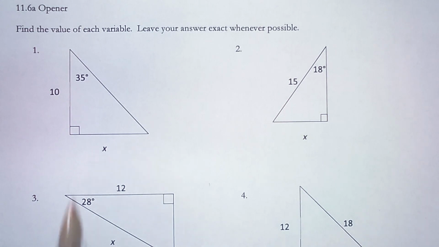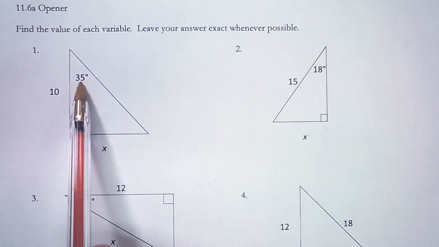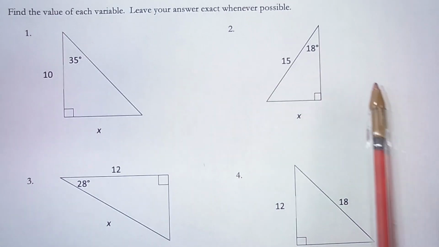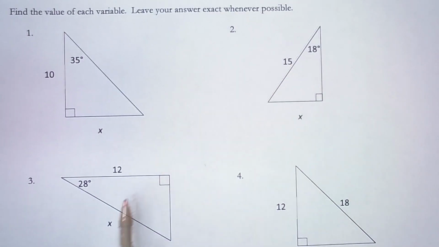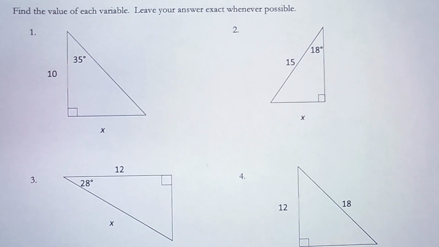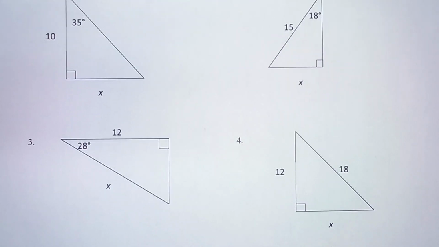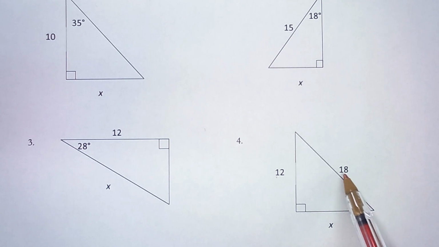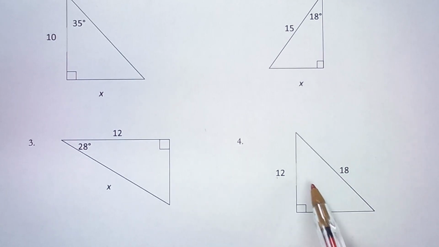Okay, so for this first problem, I see an angle measure and a side length. And I actually see something similar in numbers 2 and 3, angle measure and a side length and a missing side length. Those are all going to be either sine, cosine, or tangent. This third one has 2 side lengths and 1 missing side length. This will be Pythagorean theorem.